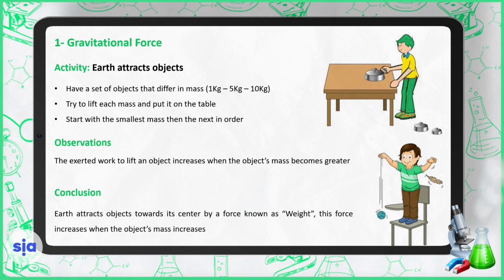Which one has more weight? Of course, the tennis ball. So the tennis ball will be attracted to Earth with a force bigger than the force needed to attract a feather with very light mass. So let's talk about weight.